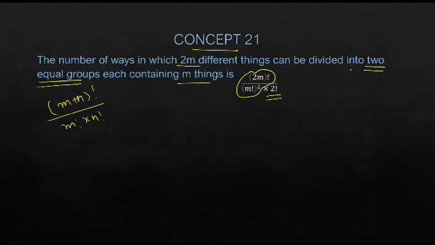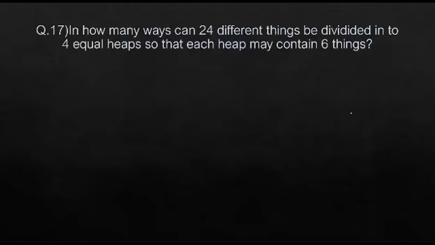Right now we are dividing into two equal groups. Suppose you are dividing into three or more equal groups, then everywhere 2 should be replaced by 3. That is 3m factorial over m factorial raised to the power 3, into 3 factorial. So the number needs to be replaced everywhere depending upon the number of equal groups that we are dividing into. Taking the 17th question: in how many ways can 24 different things be divided into 4 equal heaps so that each heap may contain 6 things?